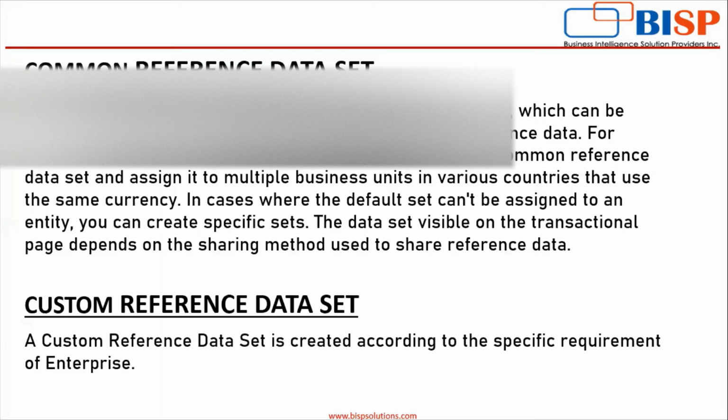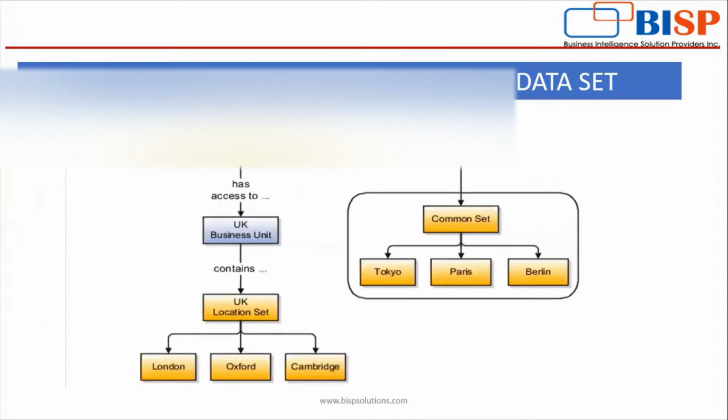In cases where the default set can't be assigned to an entity, you can create specific sets. The data set visible on the transaction page depends on the sharing method used to share reference data. You can use this picture image to understand the common reference data set properly. You can see there's a common set. Common set is a seeded set provided by Oracle Fusion application, and the specific reference data set is something that we create on the basis of requirement of an enterprise.